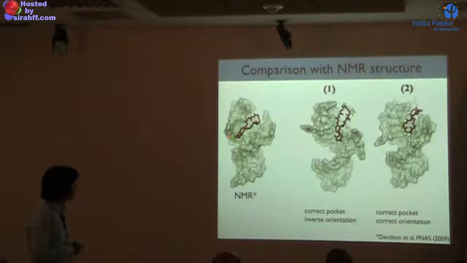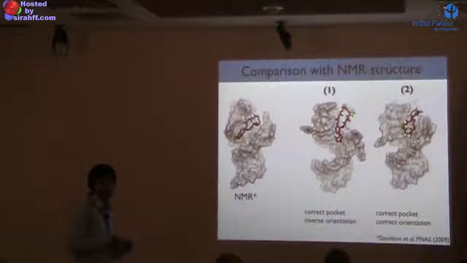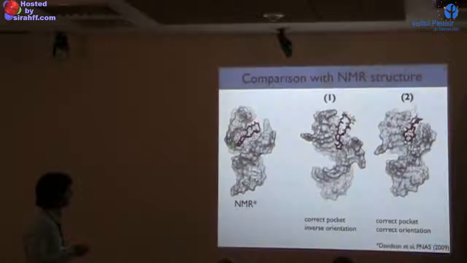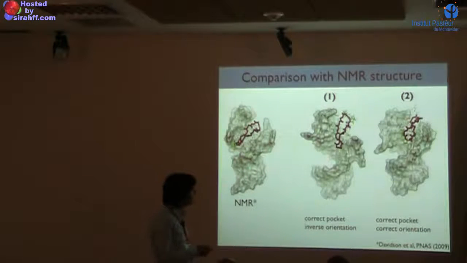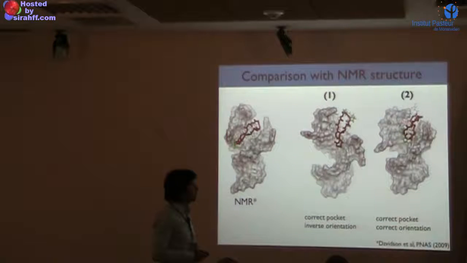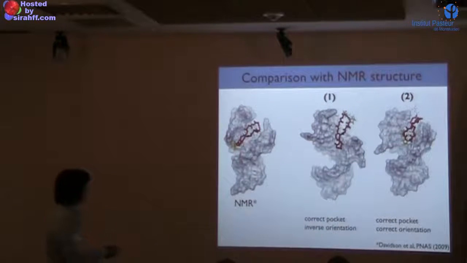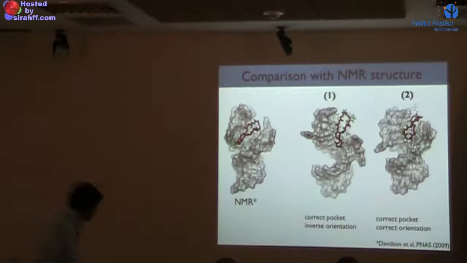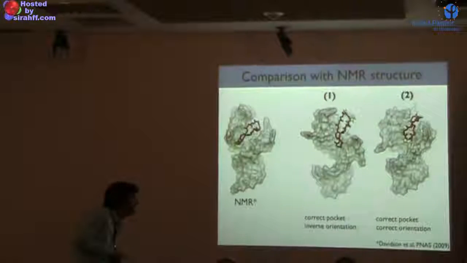So this is the NMR structure, and we found two typical structures which are, according to our prediction, very stable. One is very similar to the NMR structure, and in the other you see that the peptide is oriented in the wrong way. So this means that we are able to predict the correct binding site. Maybe we are not able to predict the correct binding pose because we have some doubt between these two, or it could even be that experimentally the two poses are both present and are in competition in some way. And we are trying to better understand this together with the experimentalists that did the NMR.